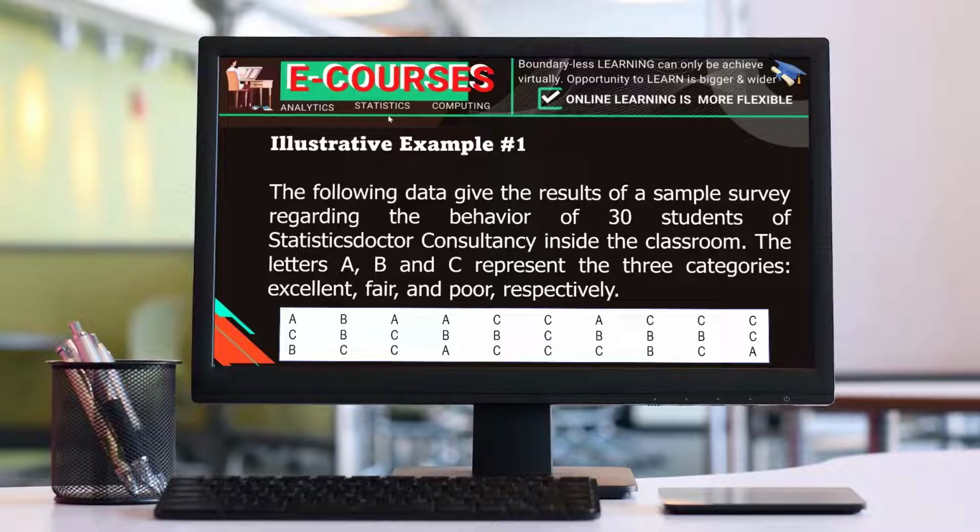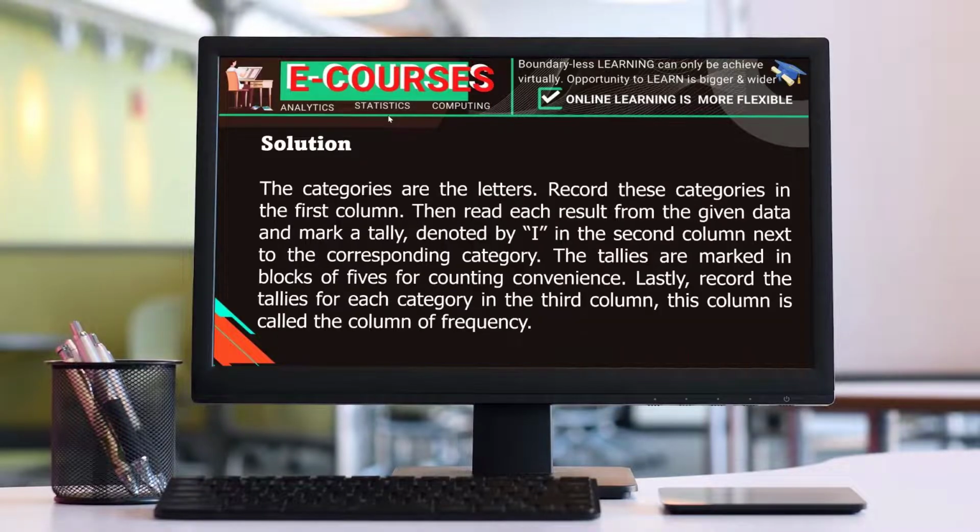Alright, so this is an illustrative example. Number 1. The following data give the results of a sample survey regarding the behavior of 30 students of Statisticsdoctor consultancy inside the classroom. The letters A, B, and C represent the three categories, which are the excellent, fair, and poor, respectively. Alright, so these are the data below.